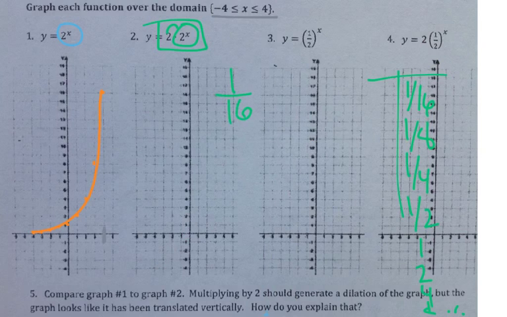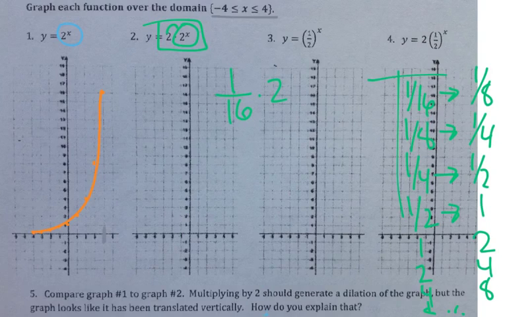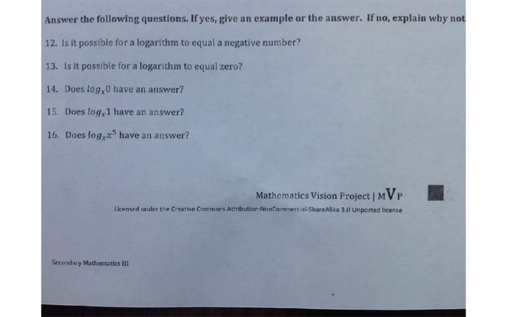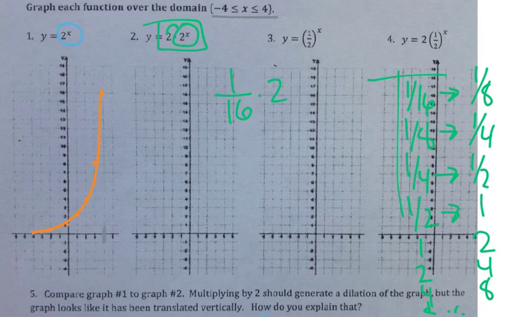So 1/16 times 2 would actually be 1/8. 1/8 times 2 would be 1/4. 1/4 times 2 would be 1/2. 1/2 times 2 would be 1. 1 times 2 would be 2. 2 times 2, 4. 4 times 2, 8. 8 times 2, 16. Whoops. Sorry. And so on. So this is basically the same looking graph.